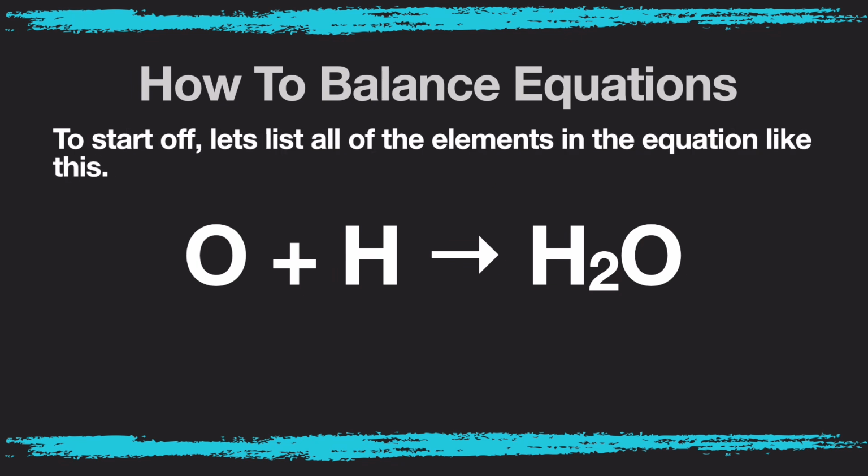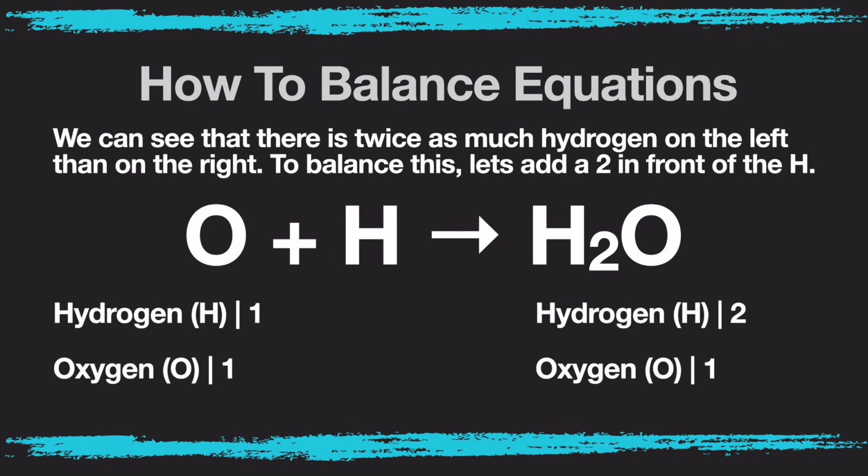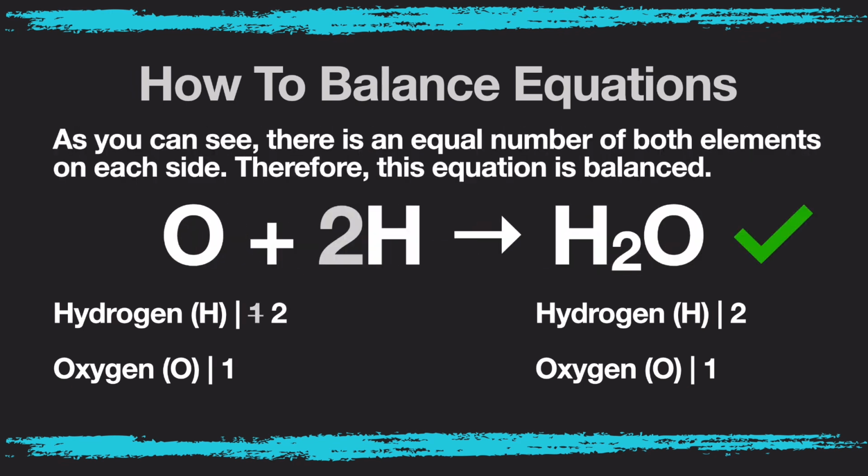To start off, let's list all of the elements in the equation like this. We can see that there's twice as much hydrogen on the left than on the right. To balance this, let's add a 2 in front of the H. As you can see, there is an equal number of both elements on each side. Therefore, this equation is balanced.